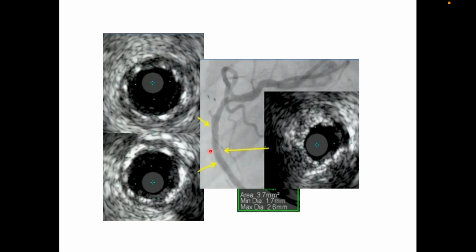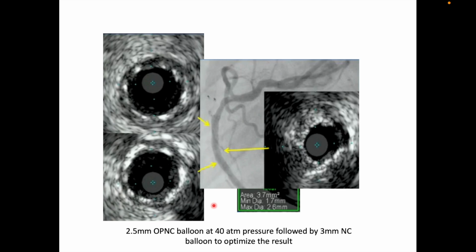But right where the lesion was, angiographically, it looks perfect and you could stop. But if you look at the IVUS, it's not well expanded here. If you look at the MLA, MSA, the cross-sectional area of the stent is 3.7 millimeter square, and we know that that will lead to a lot of ISR. So this led us to use a 2.5 millimeter OPN non-compliant balloon at 40 atm pressure, followed by a 3 millimeter non-compliant balloon to optimize the result.